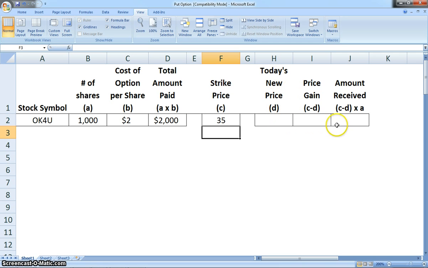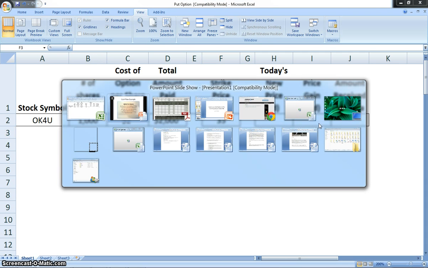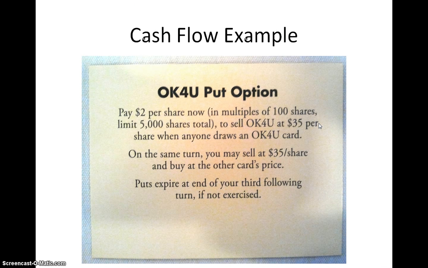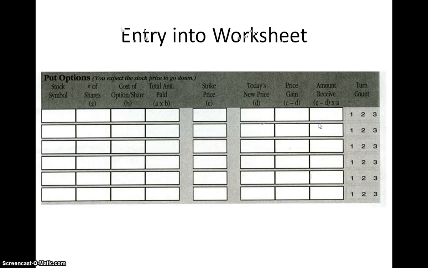The information on this side you'll use once a new card has come up for OK for you at a certain price. You would look at today's price and then calculate whether you could have a gain on that, and then you could determine whether you wanted to exercise your option or not. So in our example here, I've gone over that entry into the worksheet.